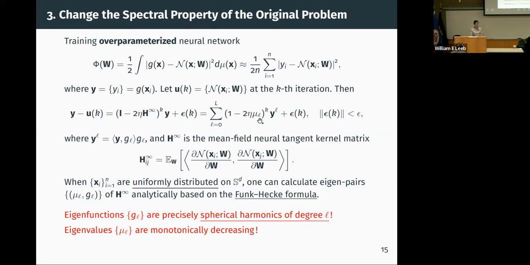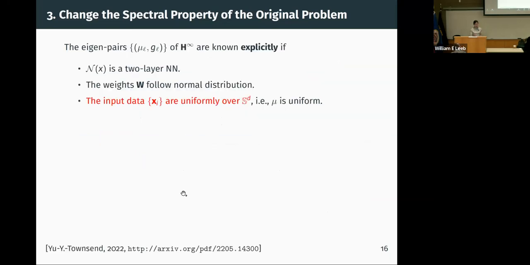So when L is small, let's say L equal to 1, mu_L is the biggest, so 1 minus this thing is going to be the smallest. The smoothest component y_L, the projection onto that particular spherical harmonic basis, will converge the fastest. So that's how people finally conclude that the smooth-to-oscillatory order comes from the spectral property of the matrix H infinity. Again, you need a lot of assumptions. One assumption that I feel could be relaxed a little is that data needs to be uniform over the entire sphere. Most of the time, we do not have control over whether the data is uniform or not.